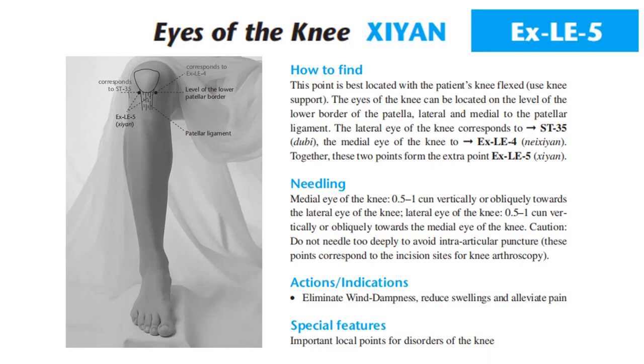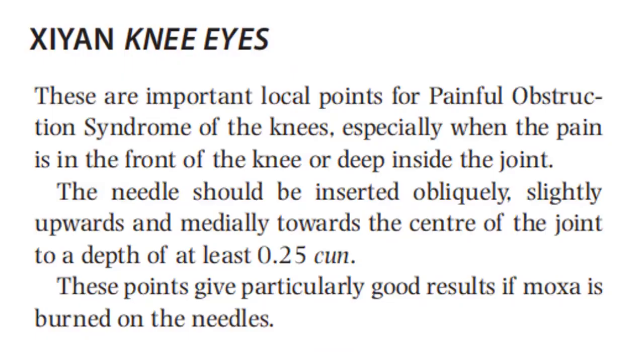Special features: important local points for disorders of the knee. These are important local points for painful obstruction syndrome of the knees, especially when the pain is in the front of the knee or deep inside the joint. The needle should be inserted obliquely, slightly upwards and medially towards the center of the joint, to a depth of at least 0.25 cun. These points give particularly good results if moxa is burned on the needles.